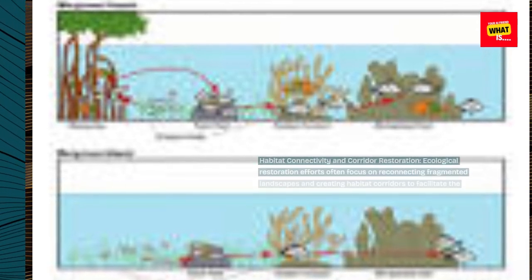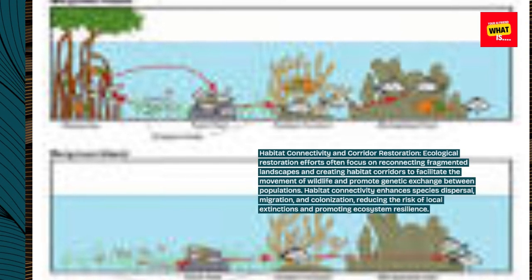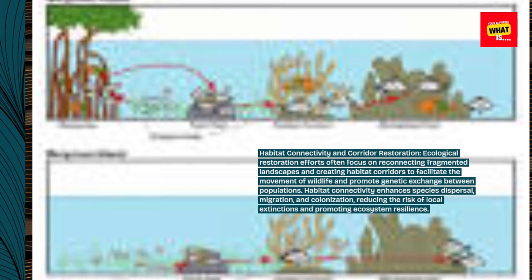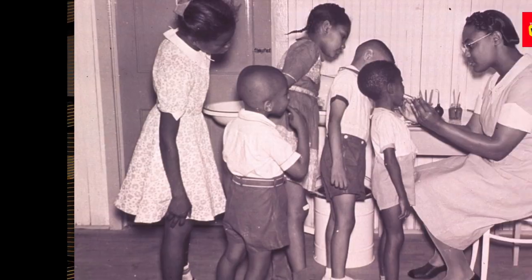Habitat connectivity and corridor restoration. Ecological restoration efforts often focus on reconnecting fragmented landscapes and creating habitat corridors to facilitate the movement of wildlife and promote genetic exchange between populations. Habitat connectivity enhances species dispersal, migration, and colonization, reducing the risk of local extinctions and promoting ecosystem resilience.